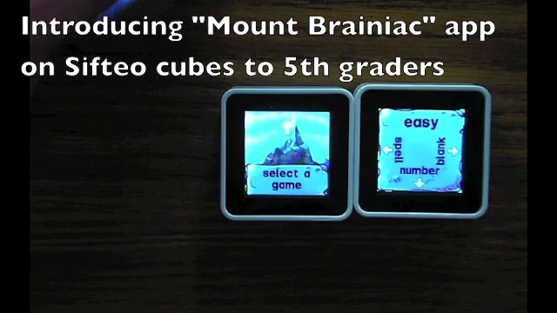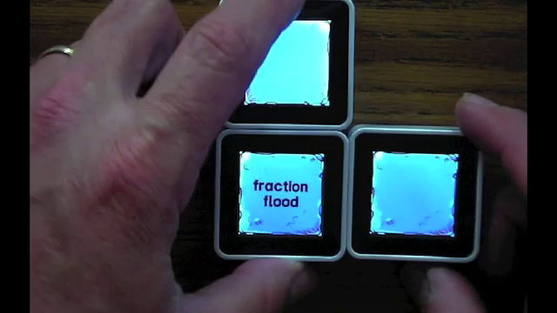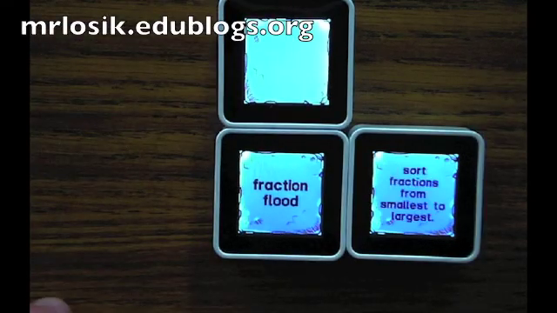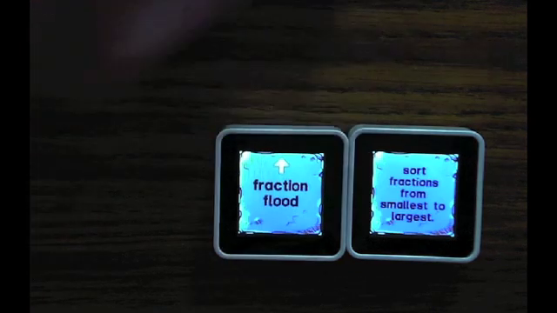So here's a good one, especially for you guys. This is the one I'm going to have you start with here. Fraction flood. And so in order to start, you line up the arrows.